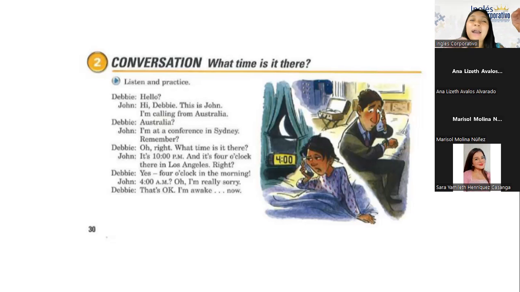¿Cómo me dijo que dijera? Awake. Para decir estoy despierto, usted puede decir I am awake. I am awake. Estoy despierto, quiero decir exactamente. Correcto. I am awake. Now, ahora. Okay. Bye. Muy bien.